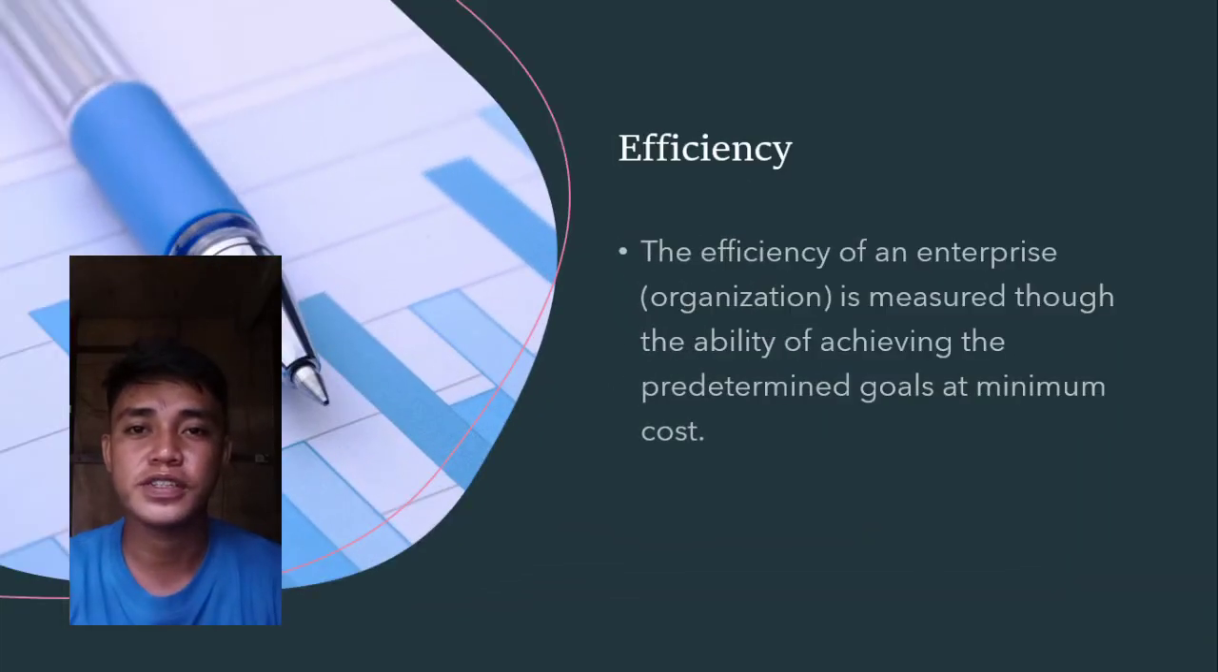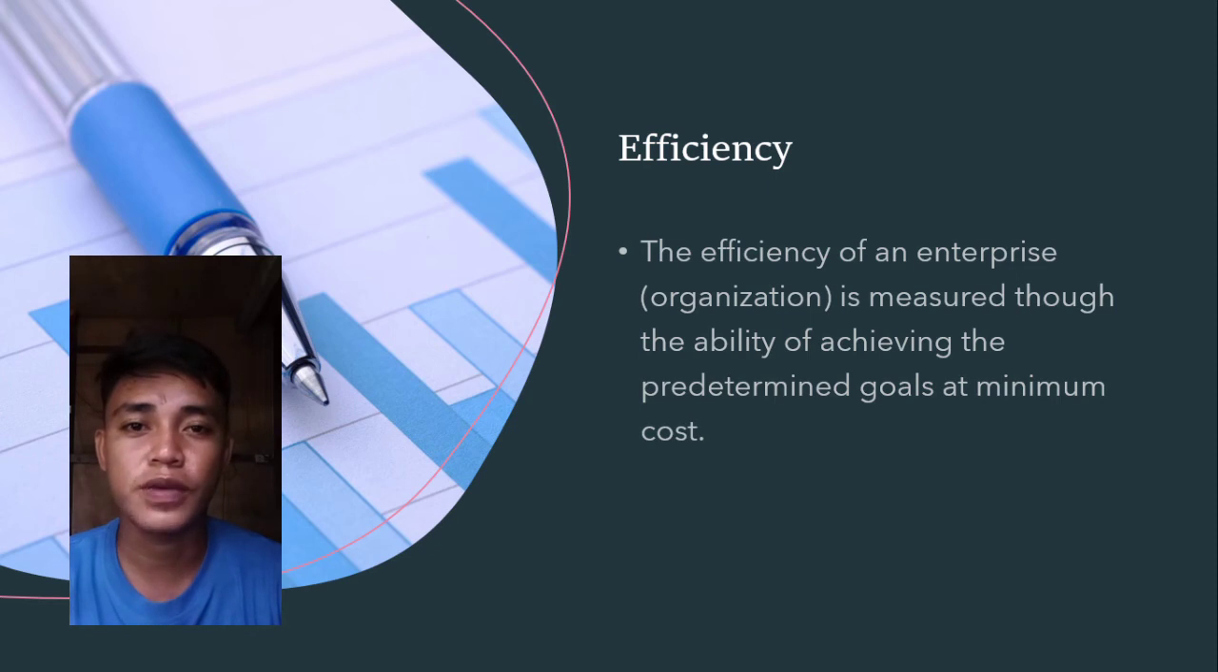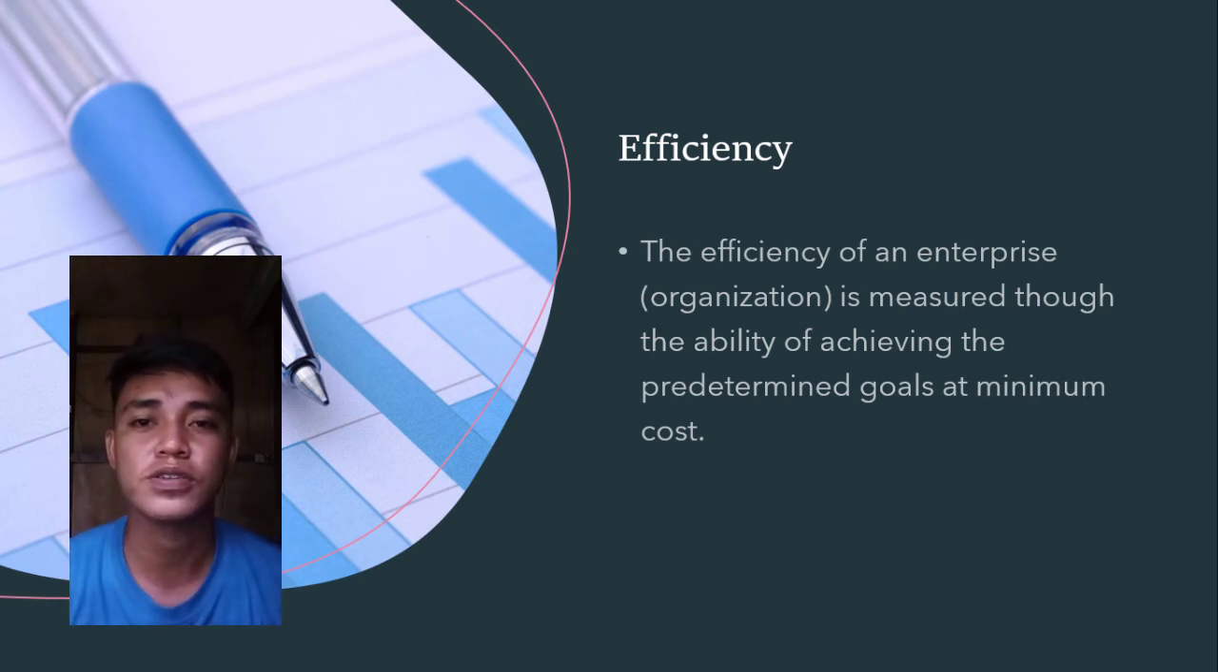10. Efficiency. The efficiency of an enterprise organization is measured through the ability of achieving the predetermined goals at minimum cost. The organization structure should enable accomplishment of organizational goals efficiently. It should ensure optimum utilization of all resources.